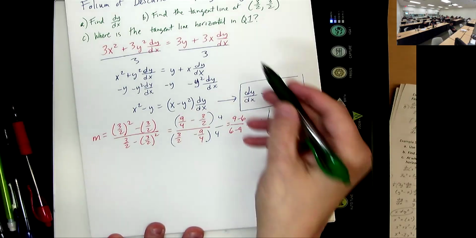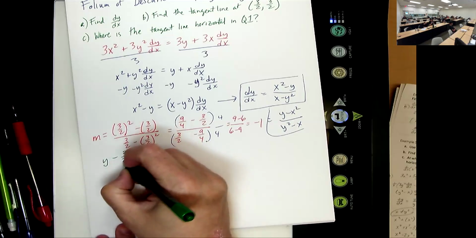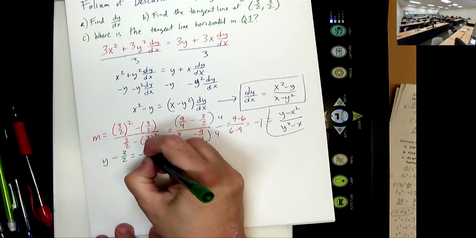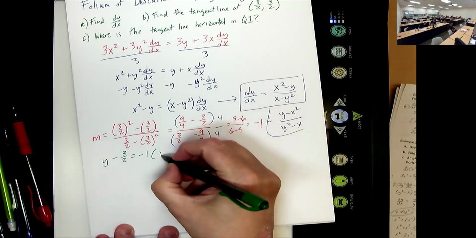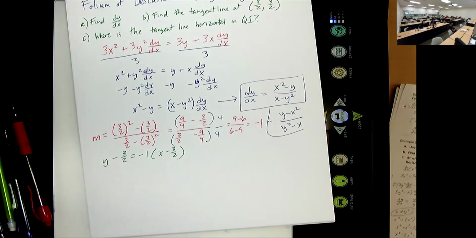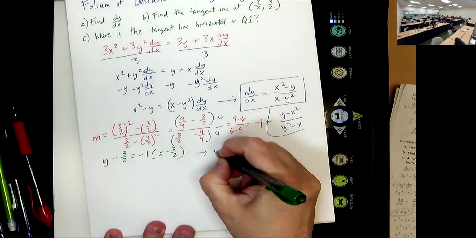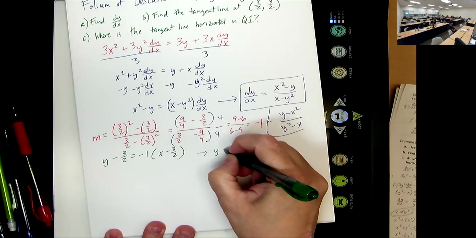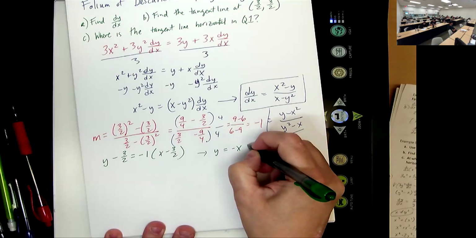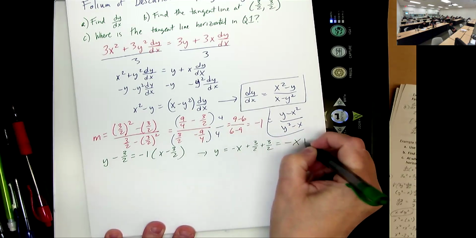We wanted the line. So we're using our point up there. y minus y1 is y minus 3/2 equals -1 times x minus 3/2. This one actually cleans up kind of nice. y equals -x plus 3/2 plus 3/2, which is y equals -x plus 3.